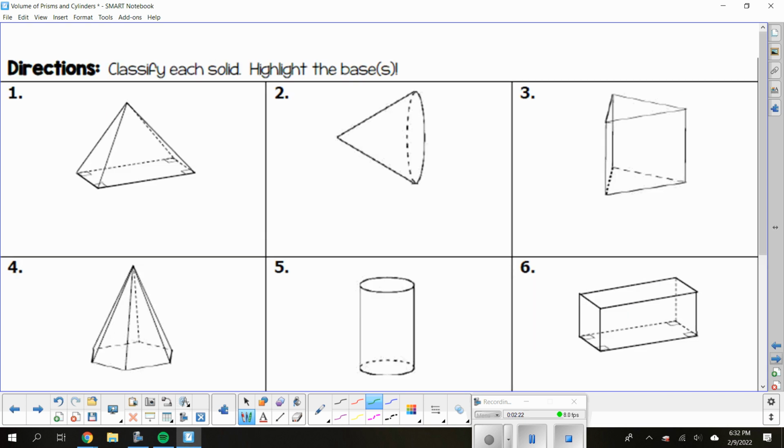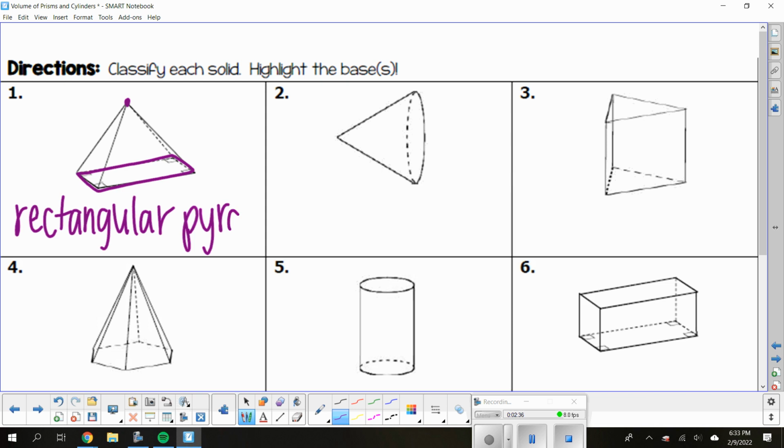All right, on the first one, I have a base shape of a rectangle. So I know I'm rectangular. Everything is coming up to be at a point, so I'm a rectangular pyramid. On the other one, I have one circular base. Everything is meeting at a point, so this will be a cone.